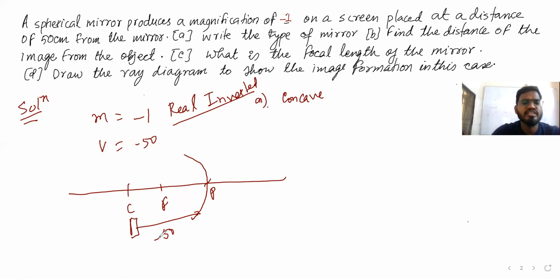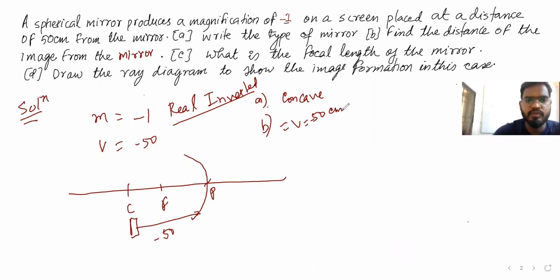Find the distance of the image from the object, right? From the object, they are saying. So find the distance of the object from the image, right? So how will you find? Let's see. So now we got what here? Find the distance of the image from the mirror. So that is -50. So B part answer, v is equal to -50 centimeter. Third thing they're asking: what is the focal length of the mirror?